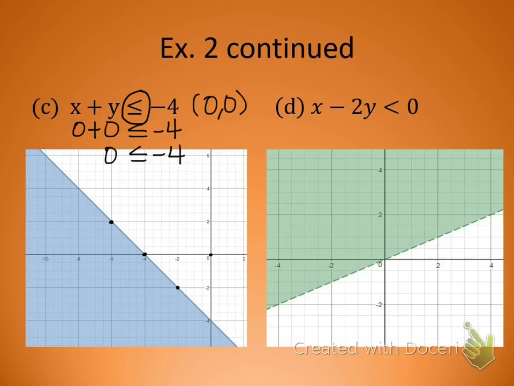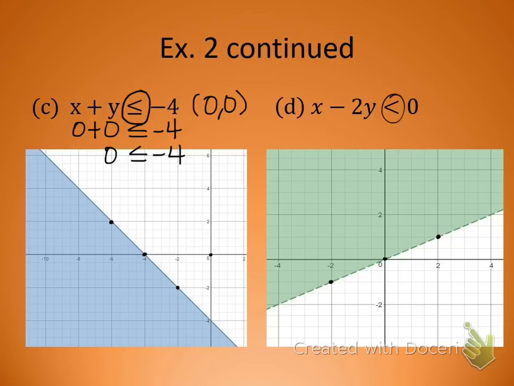All right, letter D. We've got a point at (0, 0). We've got a point at what I believe is (2, 1). We've got a point at (-2, -1). Again, as long as you have 3 points and they fall on the line, you're good. Notice this line was dotted because the symbol was just less than.